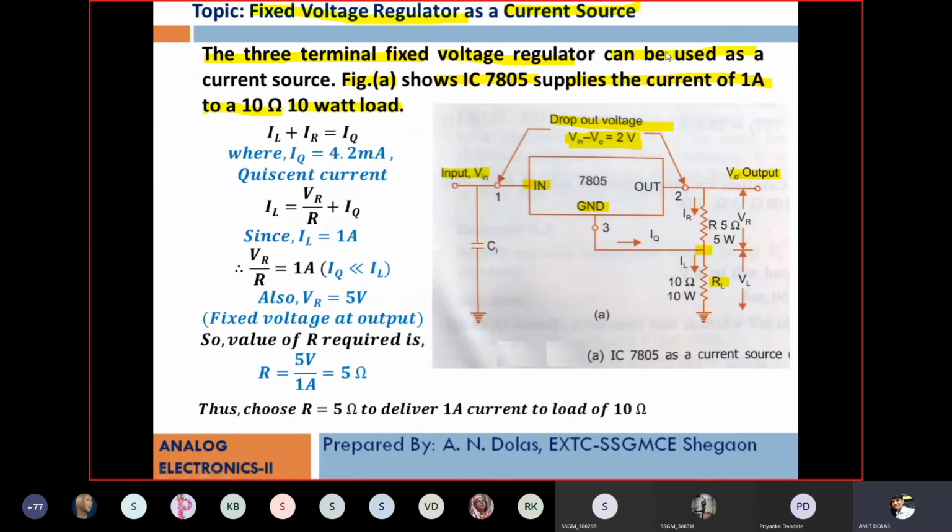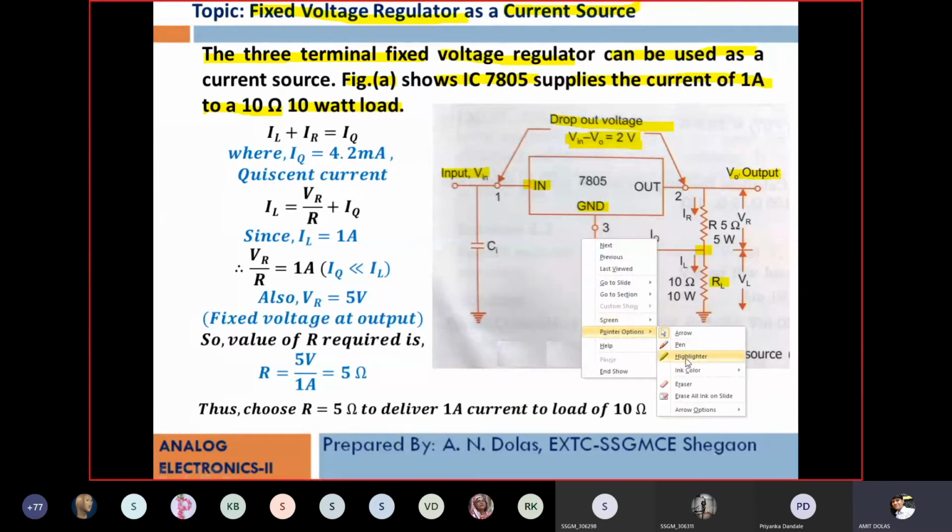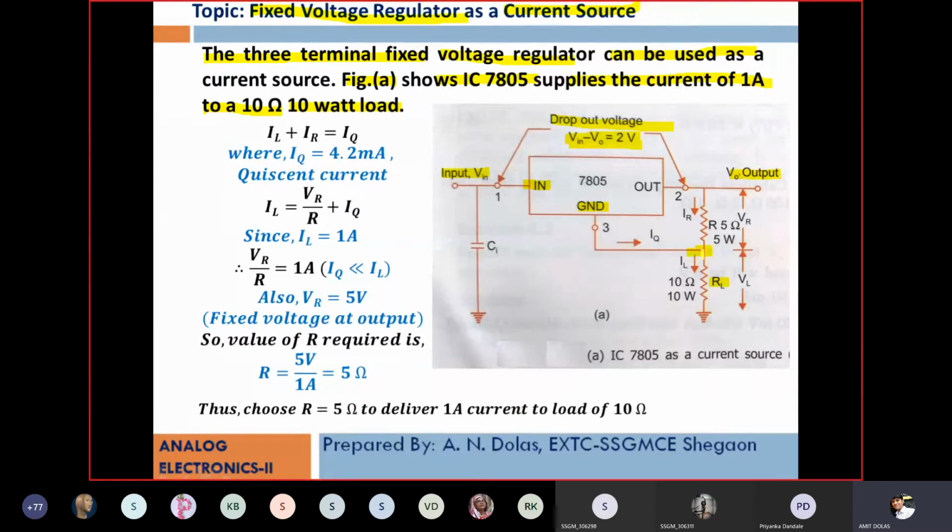But whenever it is used as a current source, I move to the next PPT. Whenever it is used as a current source, the ground terminal is not directly ground, it is floating ground, and it is connected to the load resistance of 10 ohm, 10 watt, where we have to pass the load current of 1 ampere as shown in the problem statement. So let's see how the design is. I'll move further. So load current, what is load current?